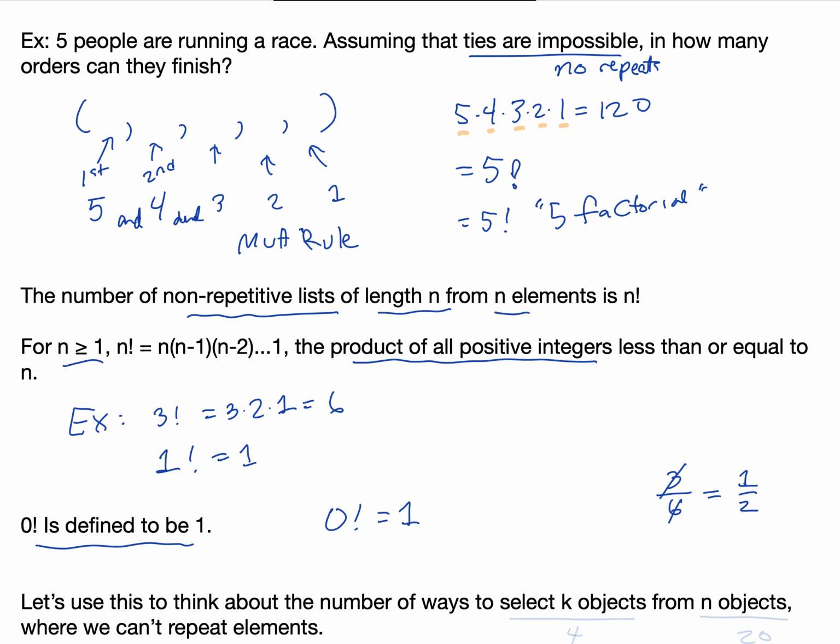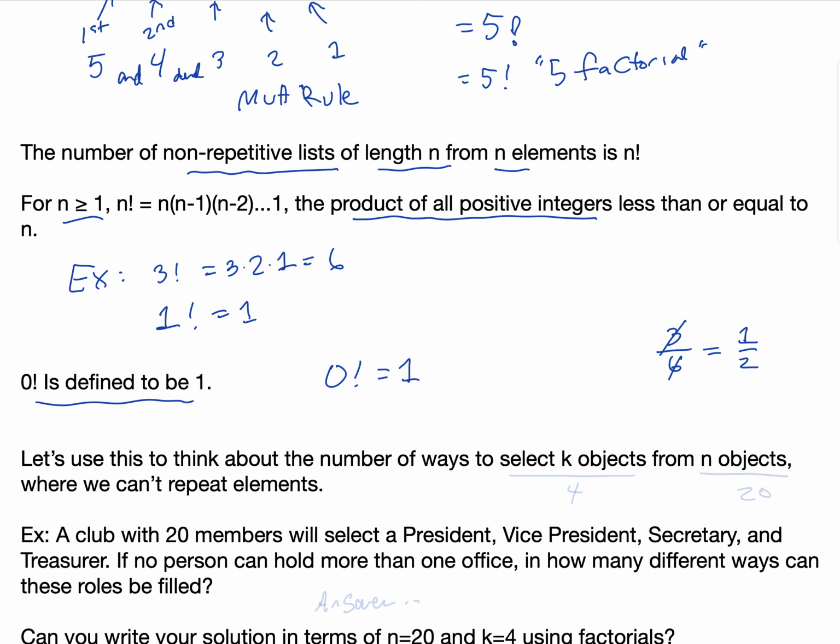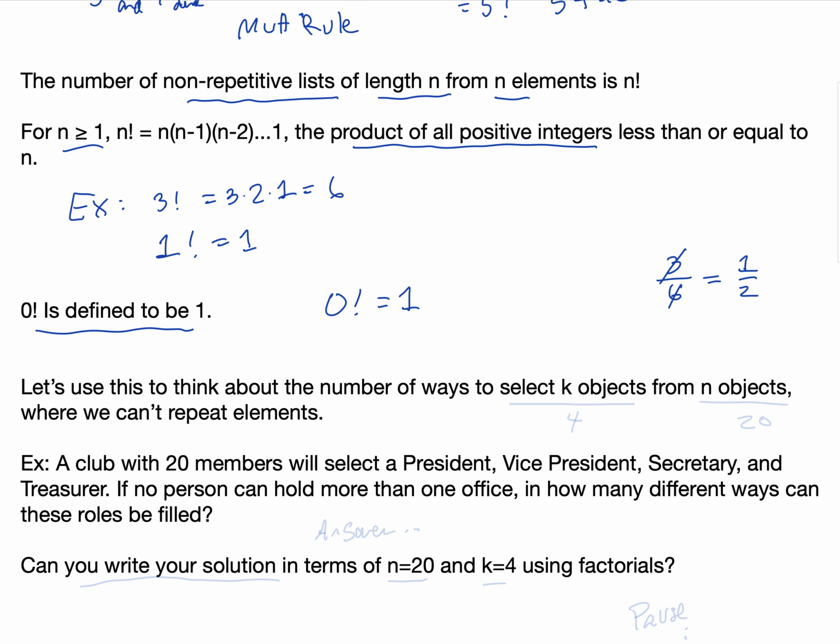Okay, so let's use this to think about the number of ways to select k objects from n objects where we can't repeat elements. So here's a problem. We've done ones like this before. A club with 20 members will select a president, a vice president, a secretary, and a treasurer. If no one person can hold more than one office, in how many ways can these roles be filled?